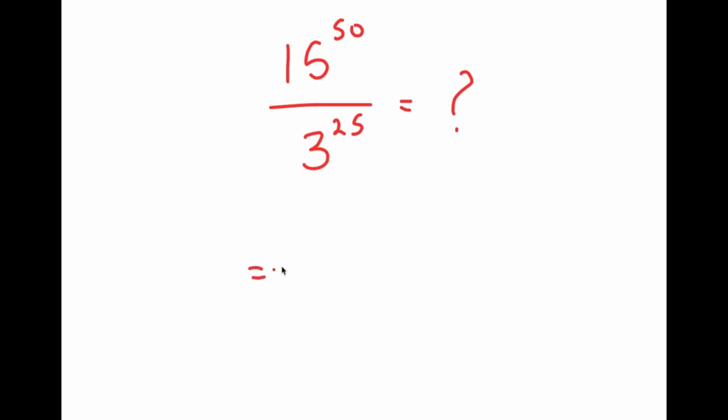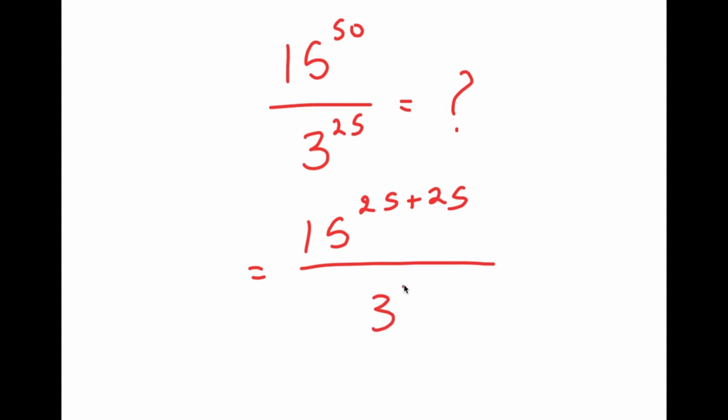Alright, so in this video, I'm going to solve the problem 15 to the power of 50 over 3 to the power of 25. So to solve this, I'm going to first start by rewriting this as 15 to the power of 25 plus 25. So I rewrote 50 as 25 plus 25, over 3 to the power of 25.